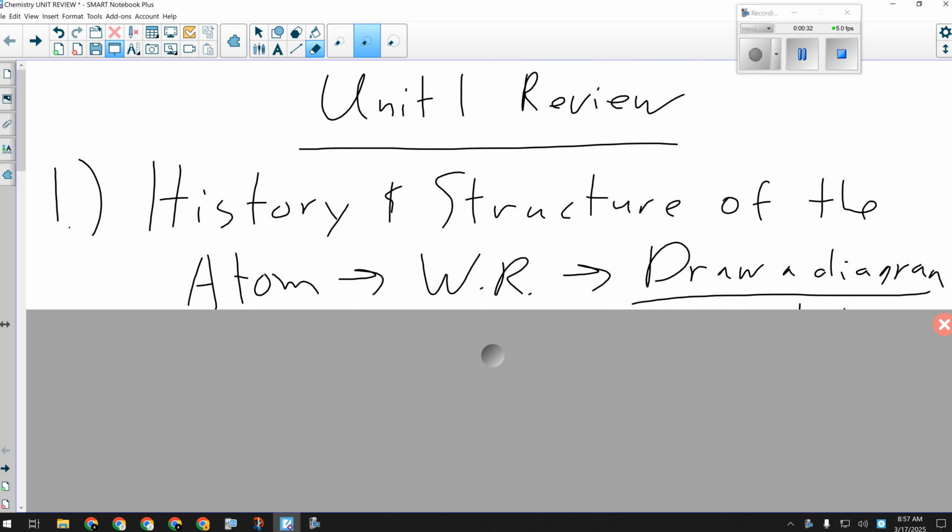Related to this, there could be some multiple choice questions about the structure of the atom, like where are certain particles? Where would you find protons? Where would you find electrons? In this particular atom, how many protons would there be? Things like that. That would totally be a multiple choice type question.